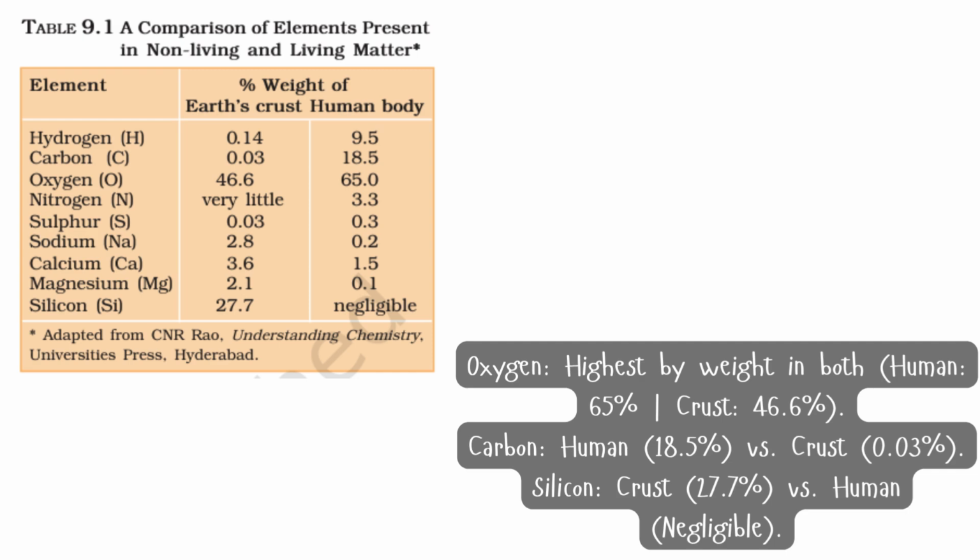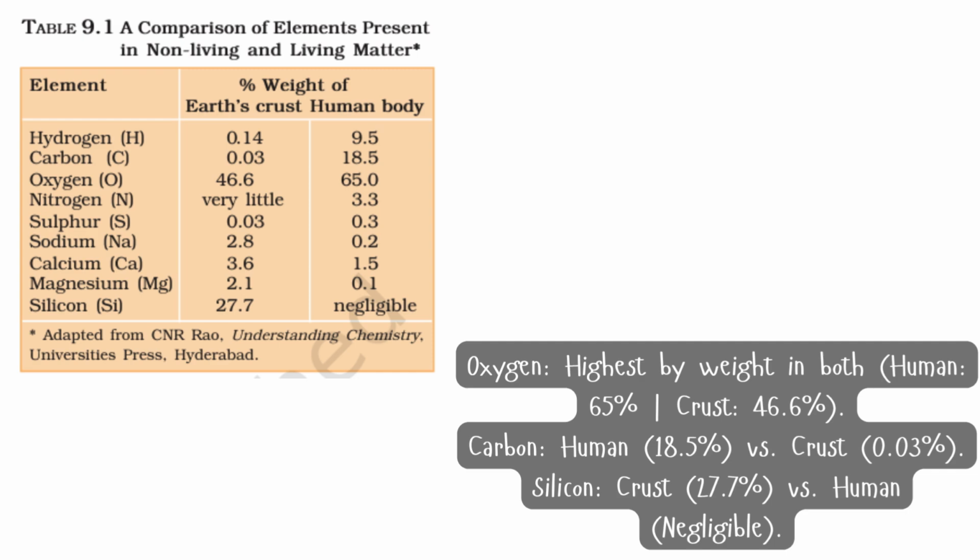If you look at NCERT Table 9.1, which compares elements in the Earth's crust versus the human body, you will see some clear trends. First, oxygen is the most abundant element by weight in both. It makes up 46.6% of the Earth's crust and 65% of the human body.